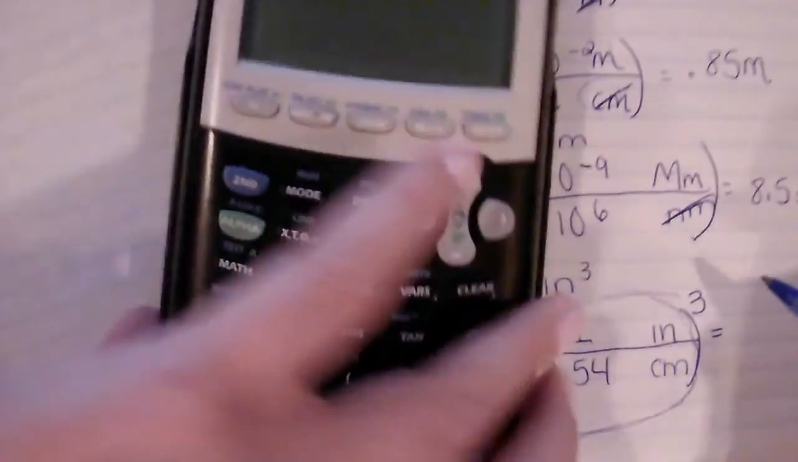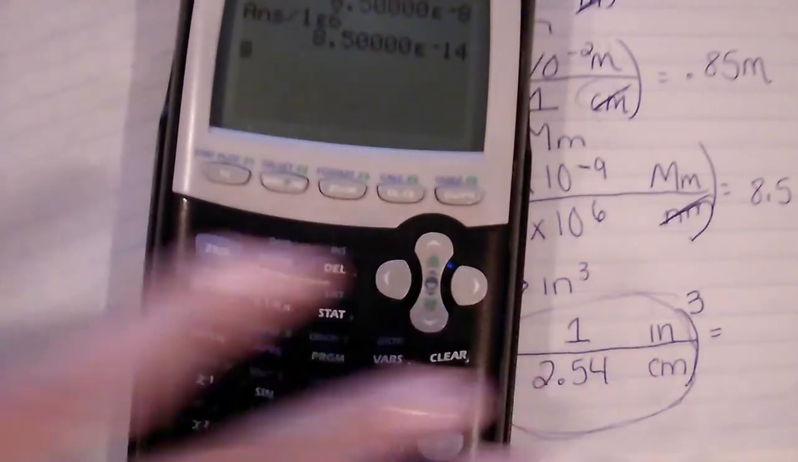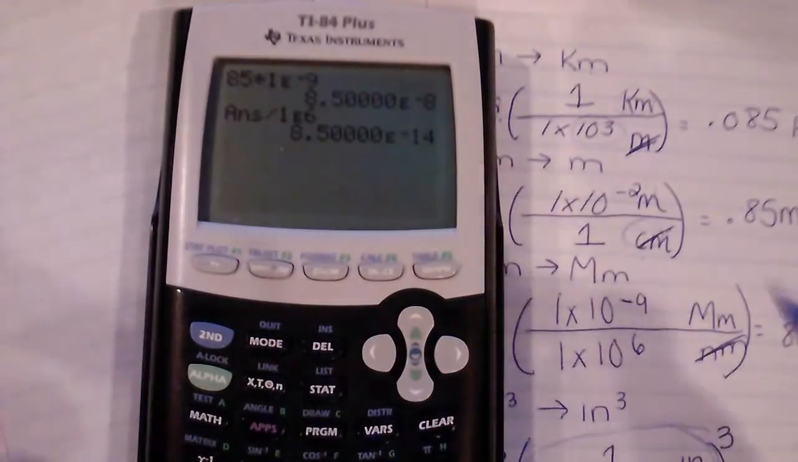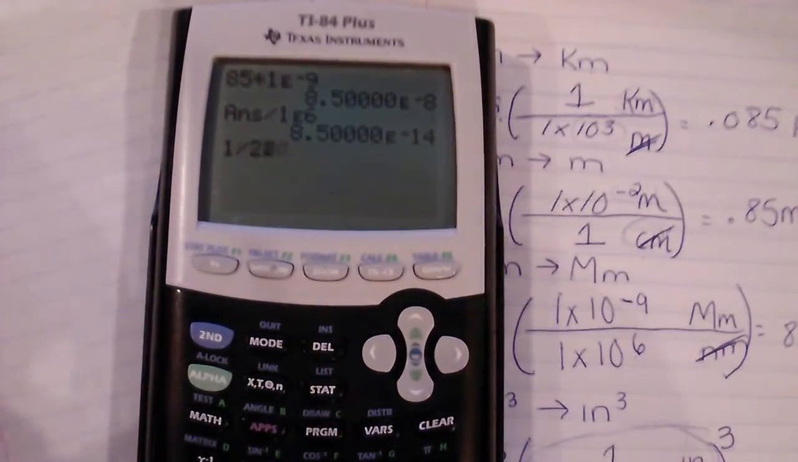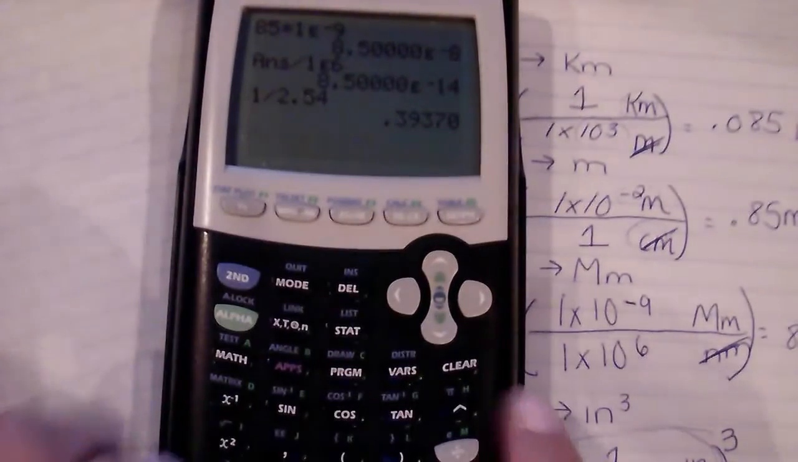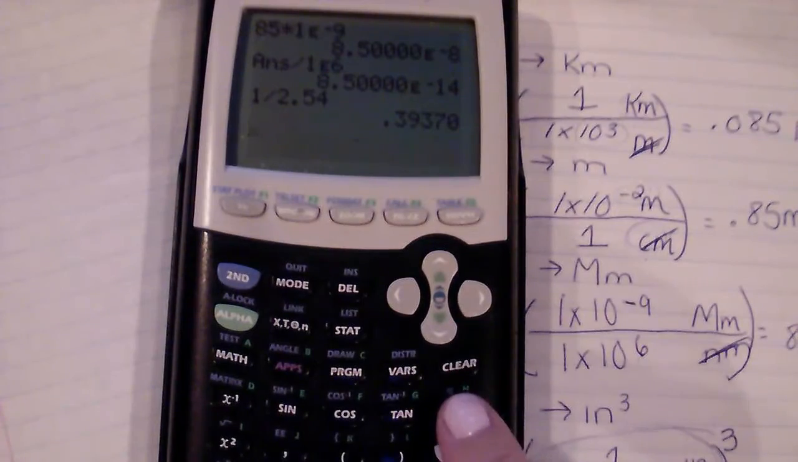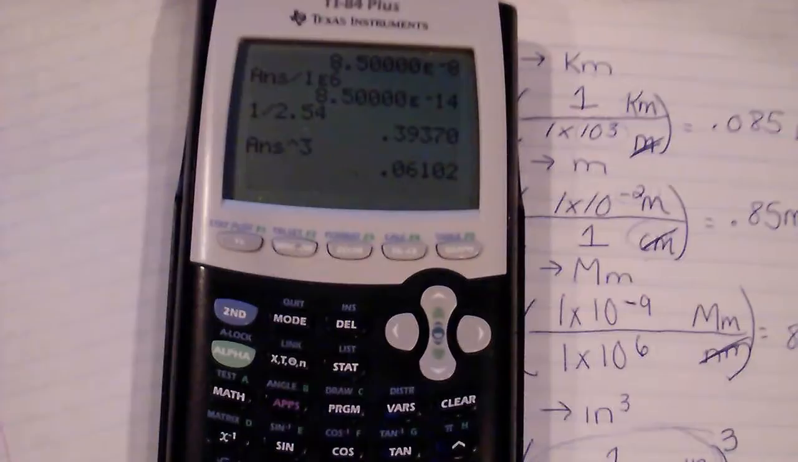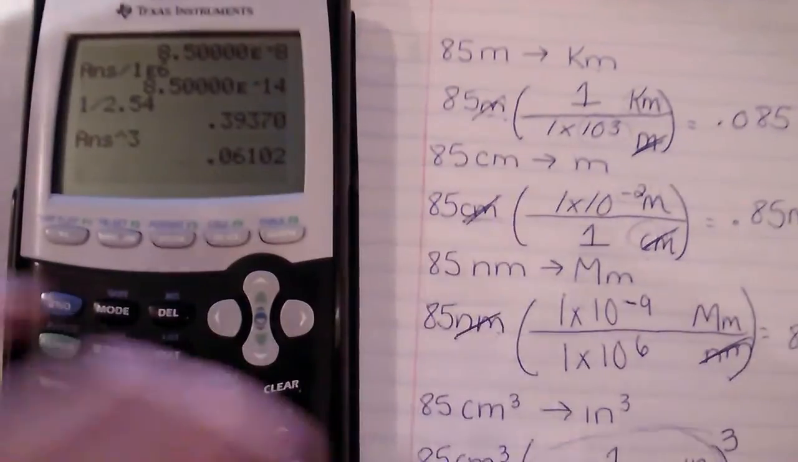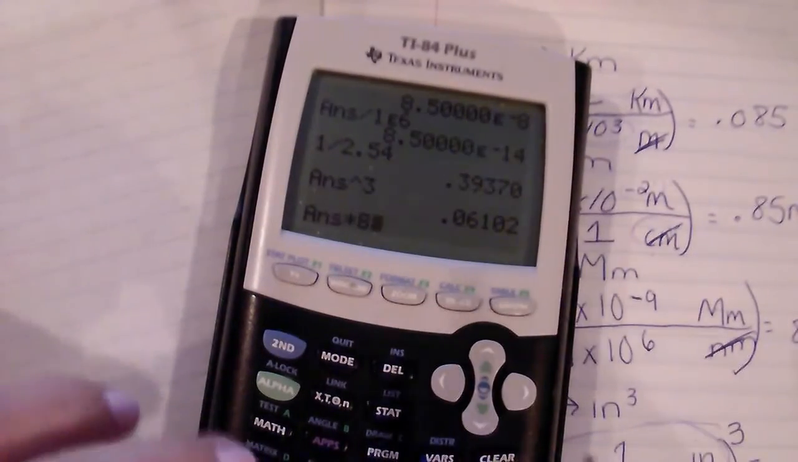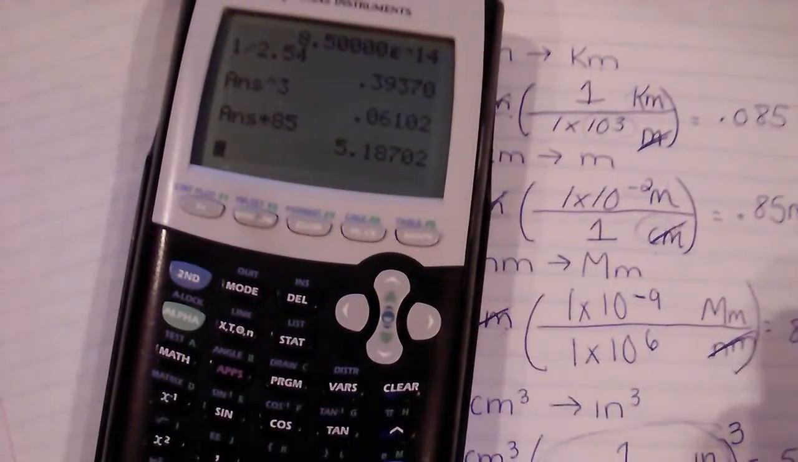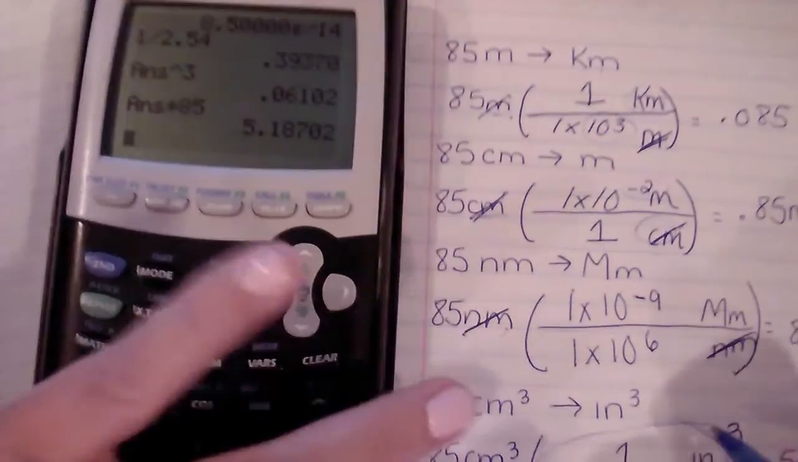You can do this many different ways in your calculator. I like to do 1 divided by 2.54. You see this little caret button? Right there, that little caret button. And I take the answer to the third, and then I multiply by what was first. 85 was first, so then I multiply times 85. And I get 5.187.